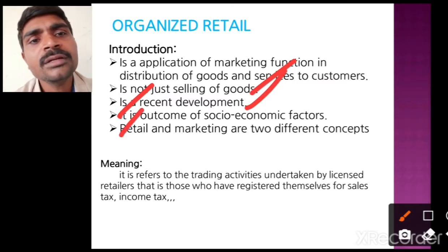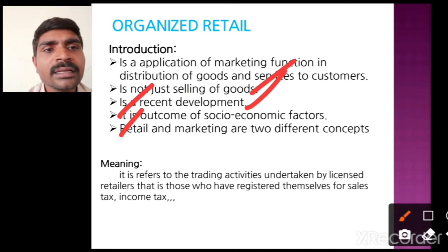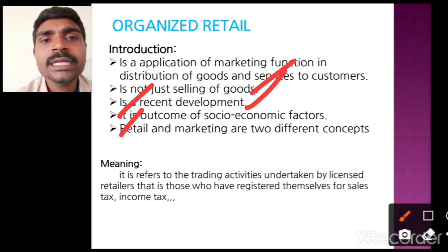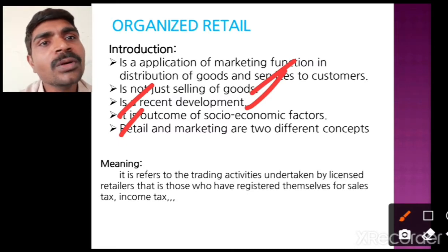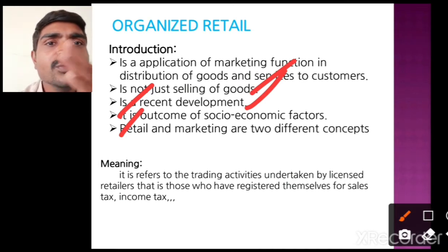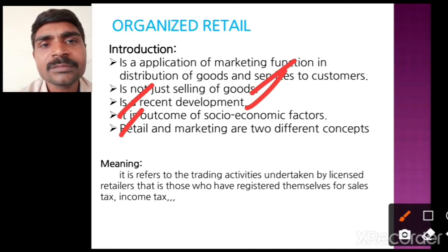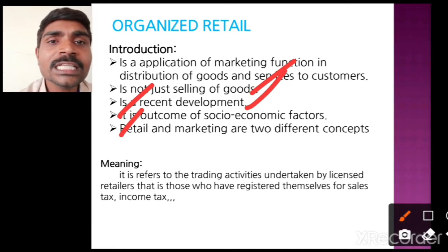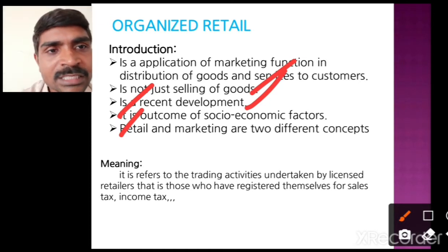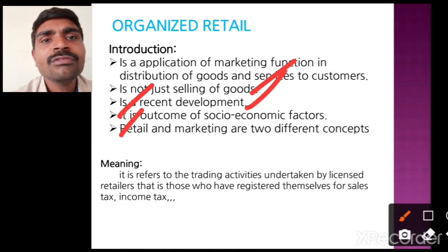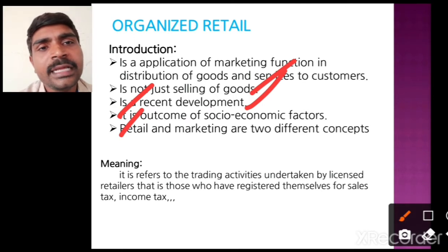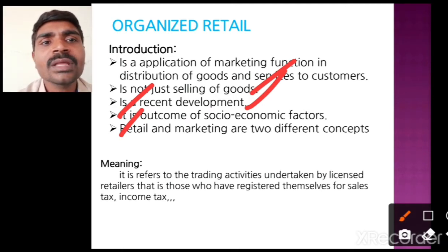The last point in the introduction: retail and marketing are two different concepts. Retail is selling the goods, but marketing is something different. Both are involved under organized retail. But in the unorganized sector, there is only retailing going on and no marketing activity. Under organized retailing, both aspects are going on, retailing as well as marketing. So this is a brief introduction to organized retail: it is the application of marketing, and it is not just the selling of goods.